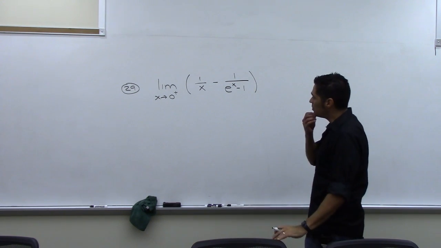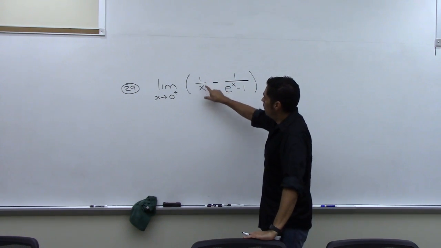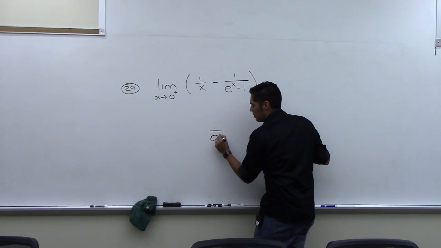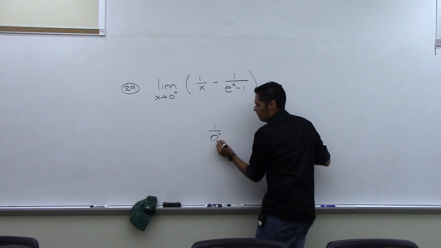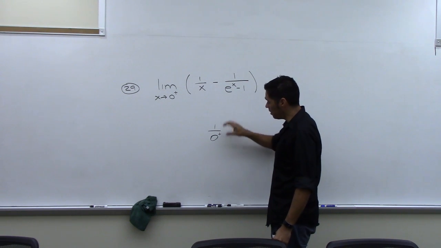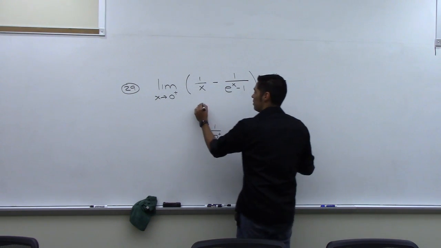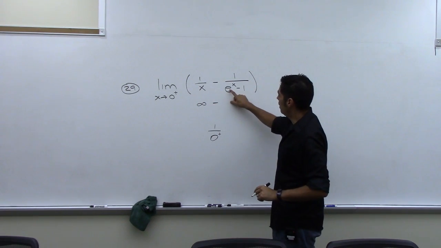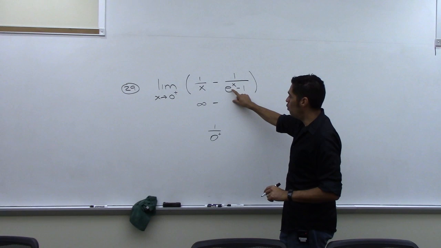All right, so if x goes to 0, 1 over 0, and we're approaching 0 from the right, so this is going to be a small positive number. This looks like fixed over 0, both of them being positive. It's going to go to positive infinity. So this goes to infinity here, minus, now e to the 0 is approaching 1.